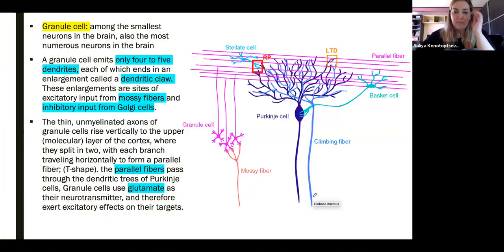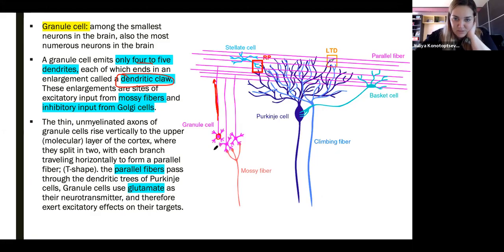Okay, granule cell. You remember the excitatory T-shape. This is important. It possesses a dendritic claw, and typically it only has 4 to 5 dendrites. So do you see, this is your granule cell. This is the cell body of the granule cell. These are the specialized axons which are going up, splitting into the T shape, right, and creating parallel fibers.